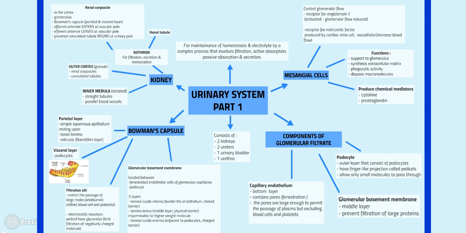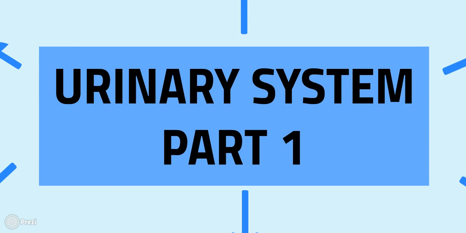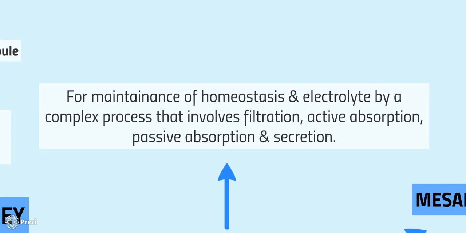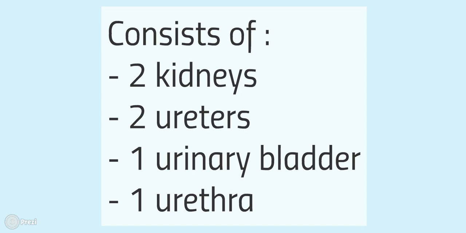We are from Group 12 and we'll be discussing the urinary system. The urinary system functions to maintain homeostasis and electrolyte balance by a complex process that involves filtration, active absorption, passive absorption, and secretion. It consists of 2 kidneys, 2 ureters, 1 urinary bladder, and 1 urethra.